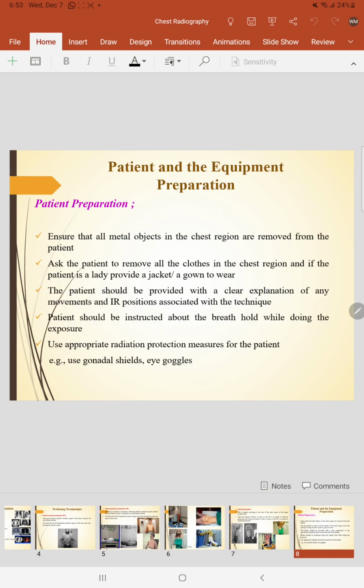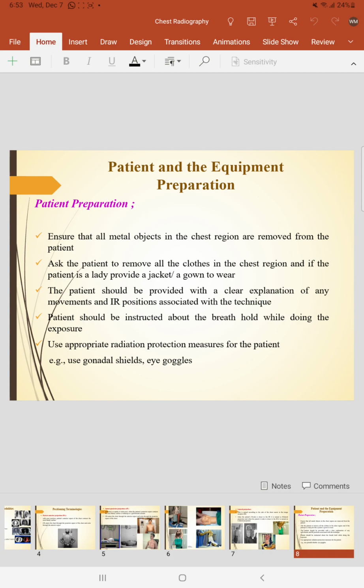Patient and the equipment preparation. Patient preparation. Ensure that all metal objects in the chest region are removed from the patient. Ask the patient to remove all the clothes in the chest region, and if the patient is a lady, provide a jacket or a gown to wear.